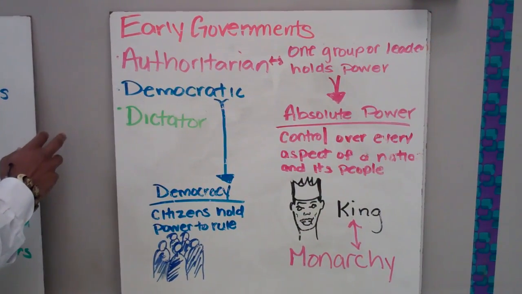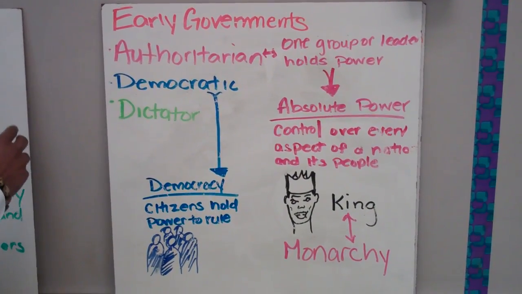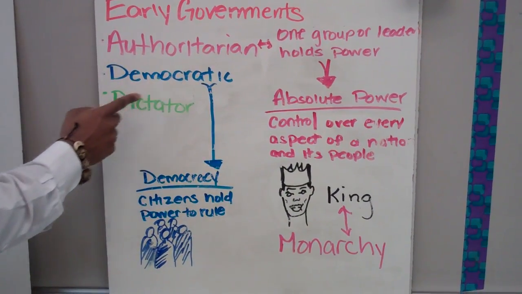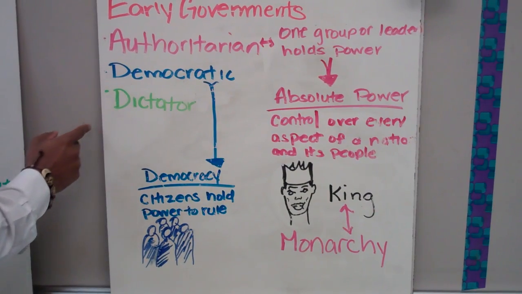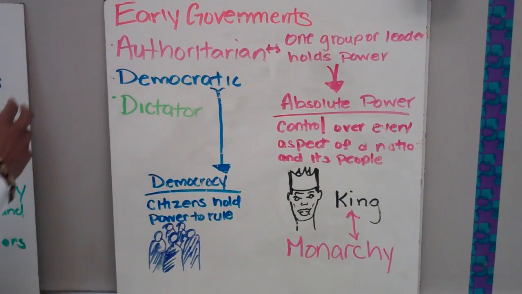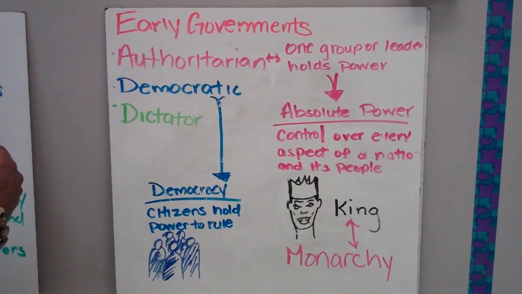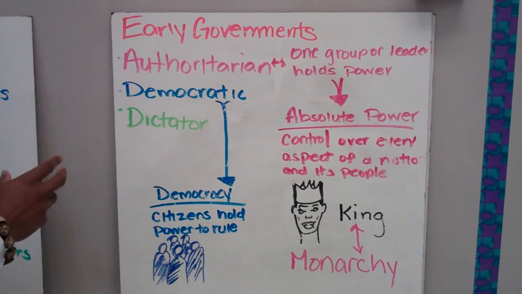In this class, we're going to look at three major types of government. Those are going to be an authoritarian type government, a democratic government, and a dictatorship type government. Now these are the early governments that hopefully you saw in world history, and hopefully you kind of remember what they mean. This is going to be a quick review.